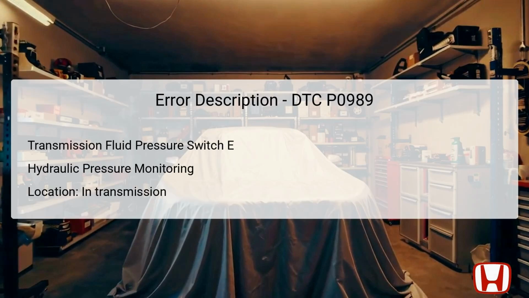The transmission fluid pressure switch E, 6th clutch, is installed within the hydraulic pressure circuit responsible for applying pressure to the 6th clutch of Honda Accord models from 2012 to 2017. This switch's primary function is to relay information regarding hydraulic pressure to the PCM.